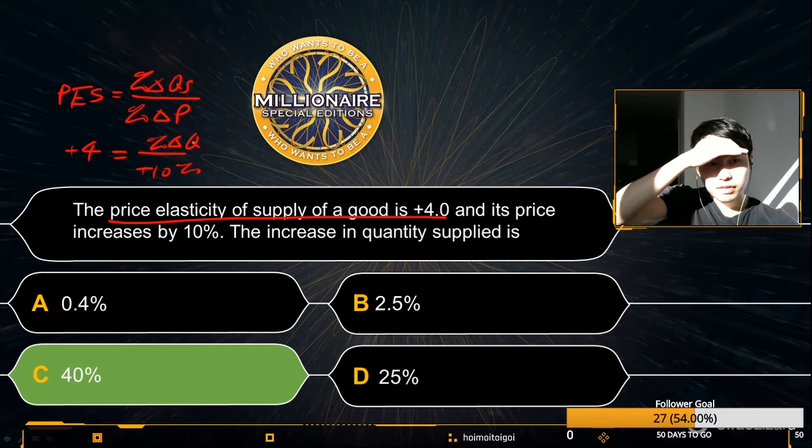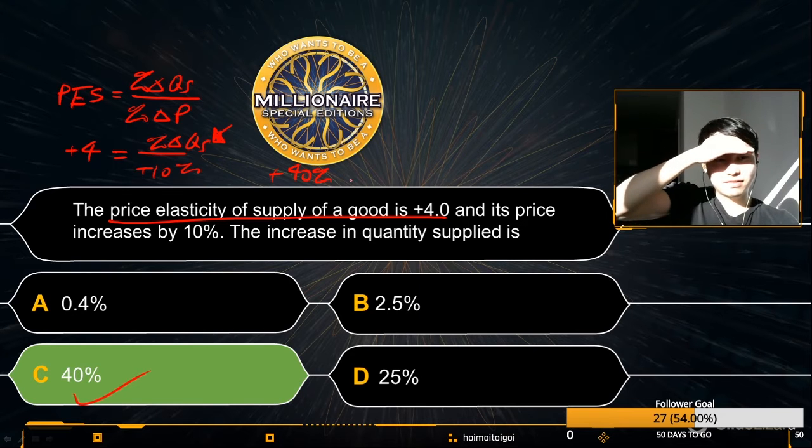Then that means to find out the change in the quantity supplied, we just need to multiply both sides by 10%, and then we're going to get plus 40%. So it's got to be C. So to interpret this, if the price of a good increases by 10%, the supplier would increase how much they supply by 40%. So they'll produce quite a bit more.